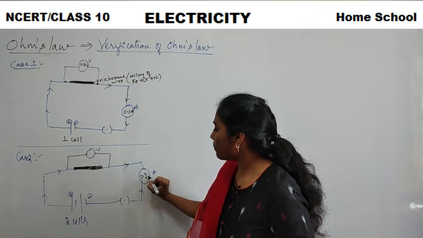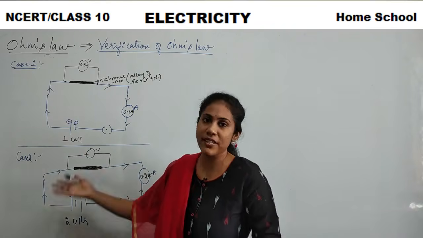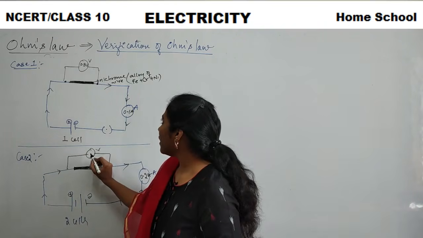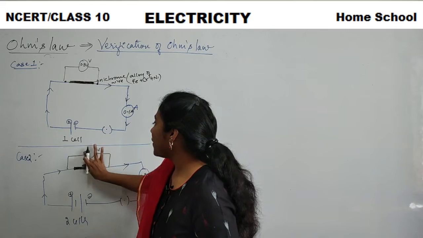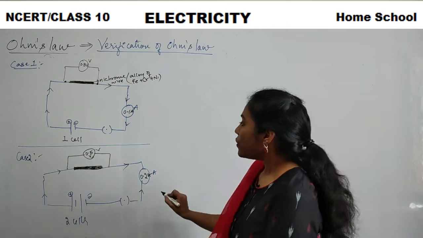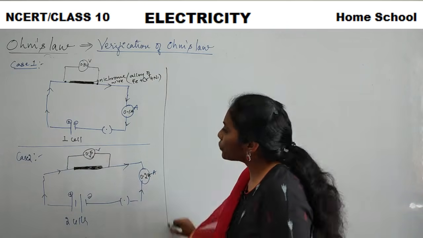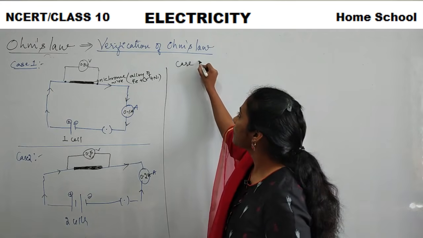Imagine the value is 0.2 amperes. Okay, more voltage also you would observe because two cells you have taken. So imagine here the value is 0.5 volts. Potential difference here I got is 0.5 volts. Okay, so this is our case 2. Now let us see case 3.